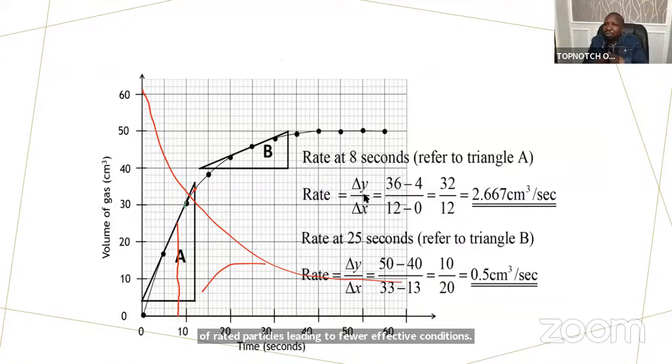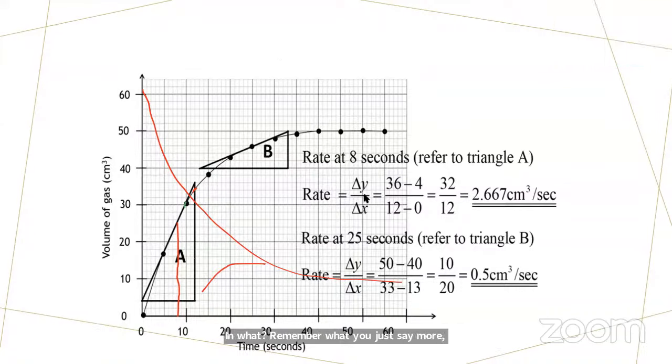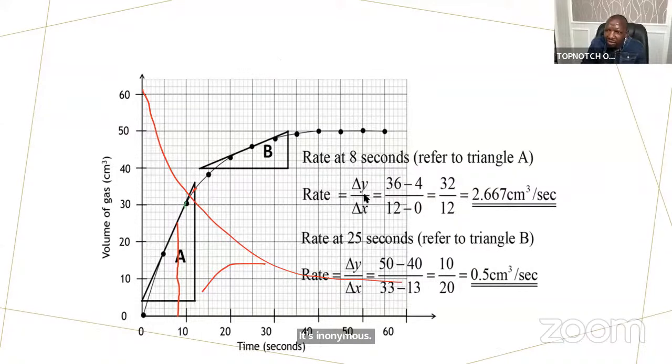Remember, when you say more effective collisions, that is synonymous with saying faster rate of reaction. So that's enough. By also saying faster rate of reaction, that is what you call tautology, unnecessary repetition.